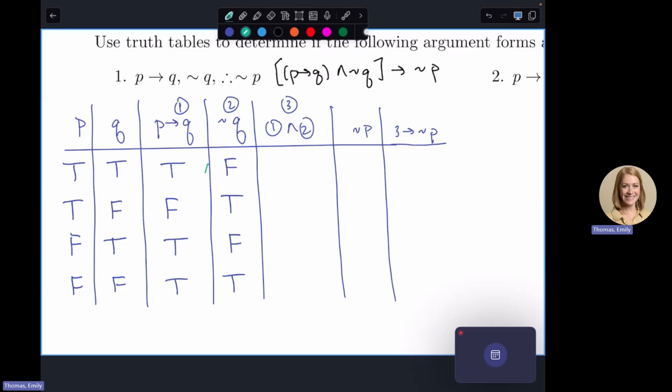So I'm looking at this, which means I only have a true down here. The rest of these are false. What does that actually tell me? Critical row at the bottom. Yeah, the bottom's my critical row. So I don't have to do anything else. I can look at what not P is there. So what is not P there? It's true. So that means this argument is valid.